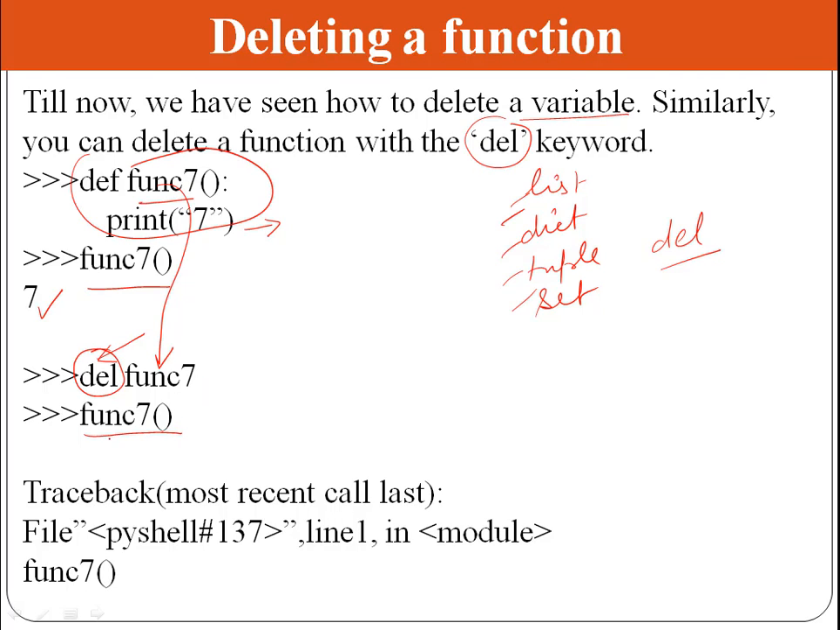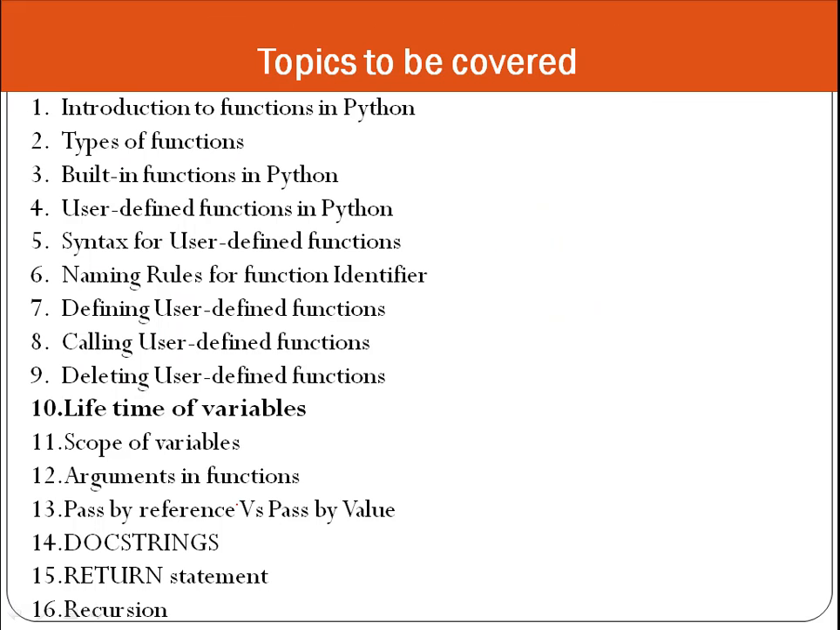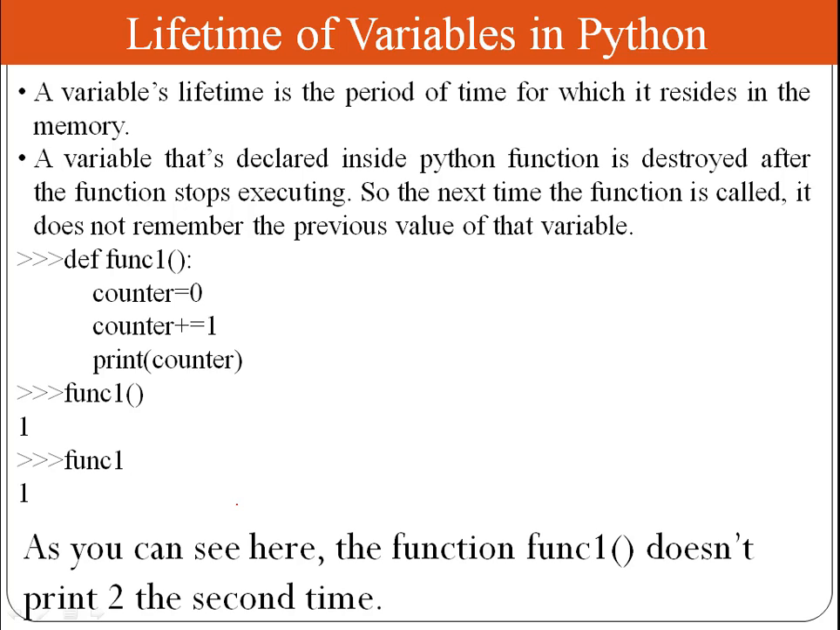Then lifetime of variables. So lifetime of variables is a very important concept, right? A variable's lifetime is the period of time for which it resides in the memory, right? Like our lifetime, we can see what is our lifetime. So till we are alive. So similarly, till the variable is alive, it is its lifetime. So a variable's lifetime is the period of the time for which it resides in the memory, right?